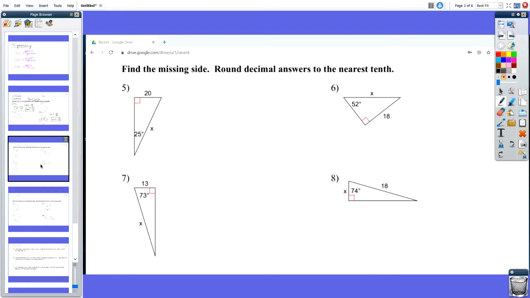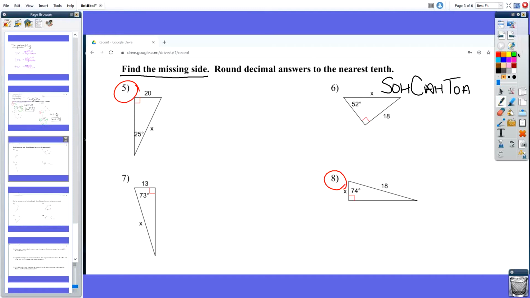The next thing that we're going to look at is finding the missing side. So if we are given one angle and one side, we can find another side of a right triangle using trigonometry. We'll be doing number 5 and number 8 from this section here. And I want to make sure that I have SOHCAHTOA written somewhere on my page so I can reference it when I need it later.